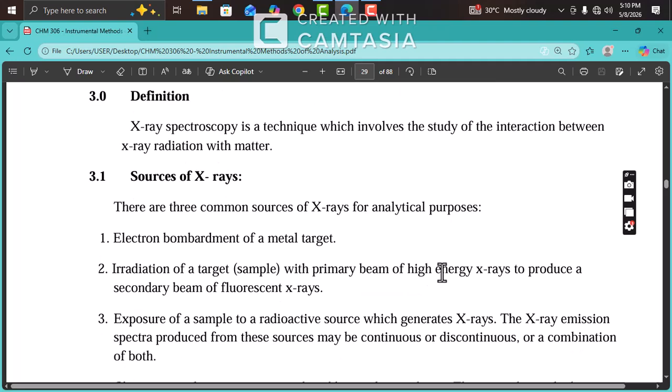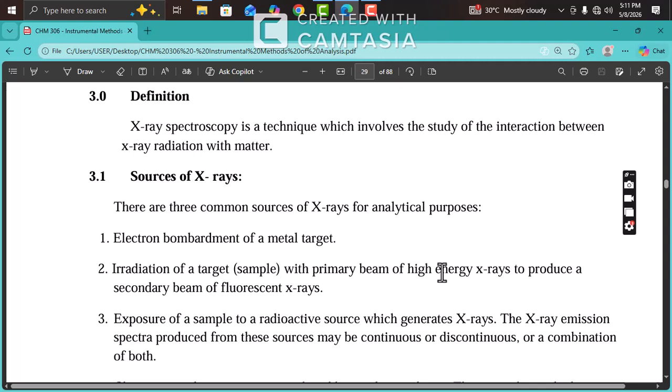So these are the common sources: electron bombardment of a metal target, and irradiation of a target. The first one is you have a metal target, and you bombard it with electrons to produce X-rays. The second one is producing X-rays from X-rays. You have a sample, and then you irradiate the sample with a high energy X-ray to produce a secondary beam of fluorescent X-rays.